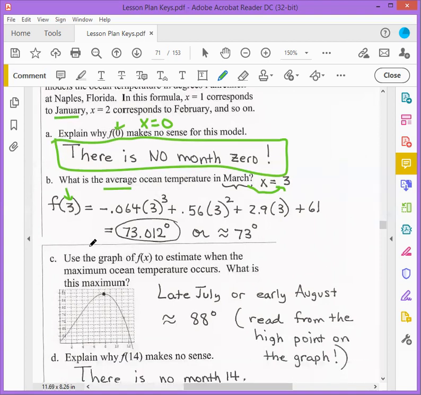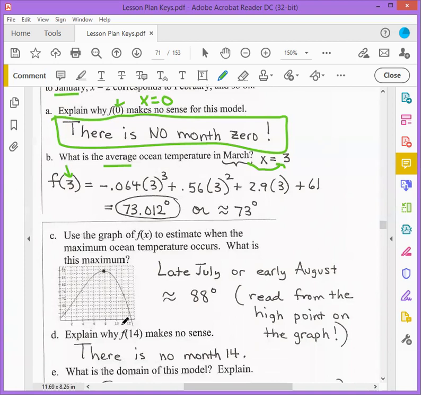Now, letter C, we want to use this graph to estimate when the maximum ocean temperature occurs. What is this maximum? Look at our graph. We see the highest point on our graph right here is plotted, and that point is between 84, it touches 88 right here above 84. So 88 degrees would be the maximum ocean temperature.